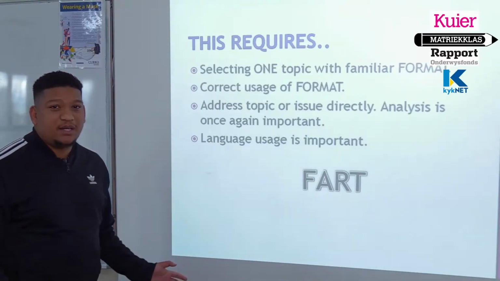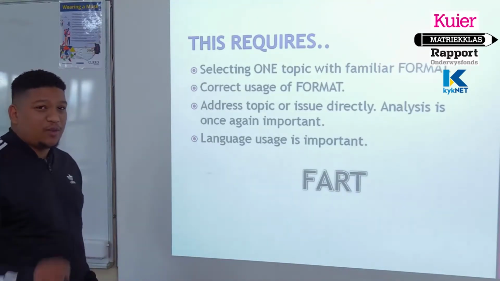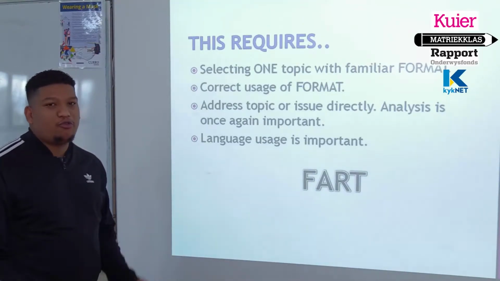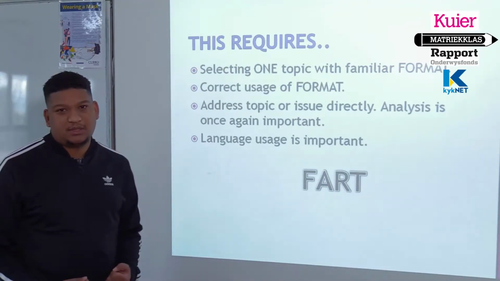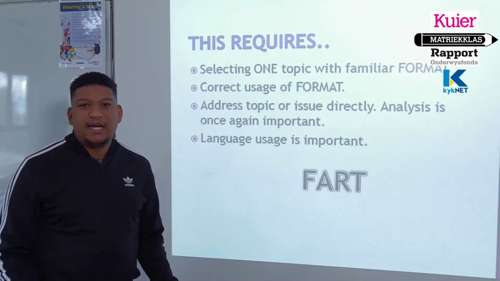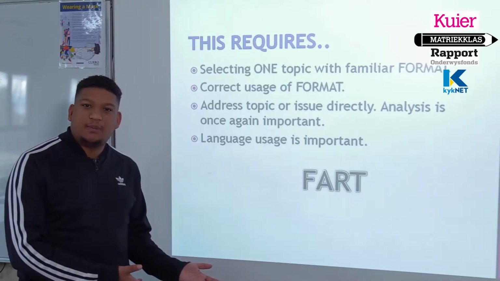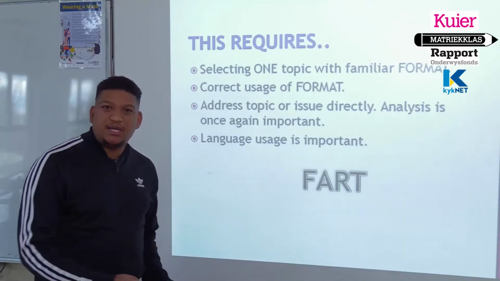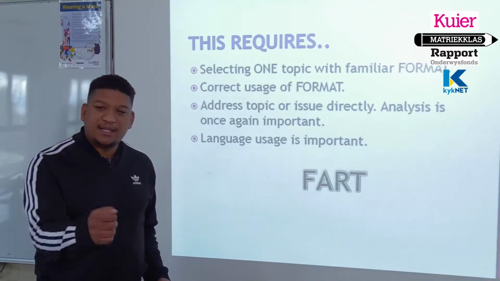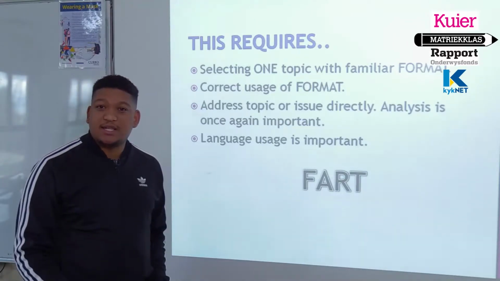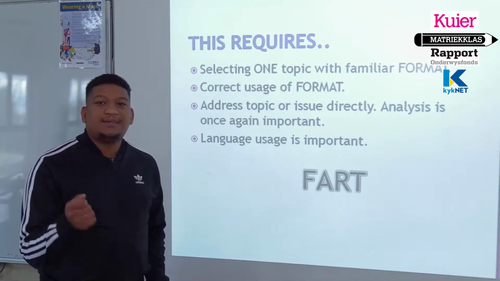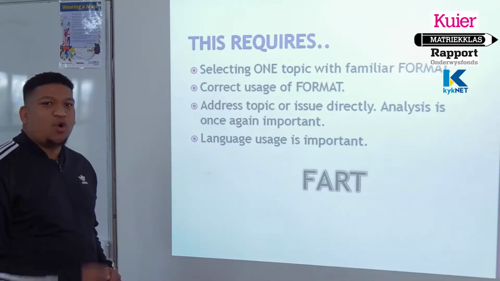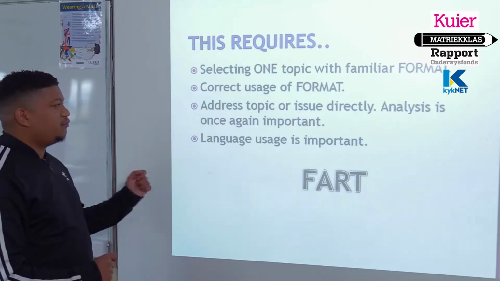So what does paper 3 require in section B? It requires, like I said the last time, selecting one topic with a familiar format. I would not attempt a CV and a cover letter if I see there's an informal letter in the question paper. Why? Because the format of my informal letter is so much easier. I'm more familiar with writing a letter. I'm more familiar with things such as a dialogue or a speech. Attempt things which are familiar to you. And use the correct format. Always use the correct format.